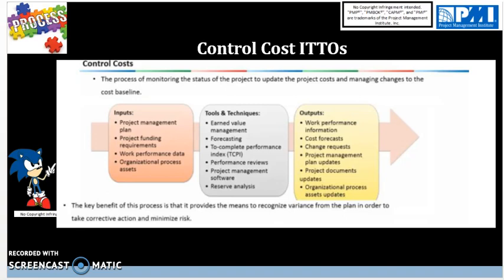Earned value report shows how much has been earned versus what has been expended, and formulas include cost variance, earned value minus actual cost, and CPI, earned value divided by actual cost. Also, schedule variance equals earned value minus planned value, and SPI, schedule performance index, is earned value divided by planned value. Then we have project management software, such as MS Project, that helps us deal with controlling costs.